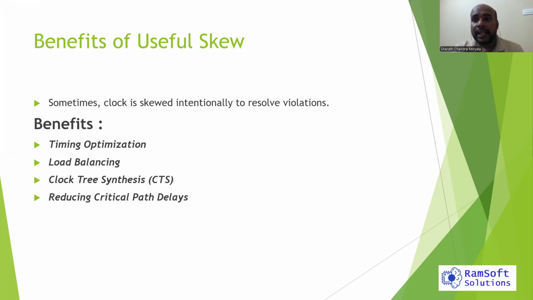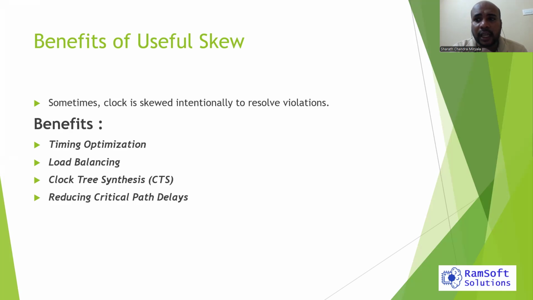So load balancing helps us cover different parts of the circuit, reduces the maximum current draw, and improves our power distribution. Next, how is it helpful during CTS? During CTS, clock skew is helpful to minimize the clock tree depth, and it also reduces the clock distribution network complexity. And then reducing the critical path delays.